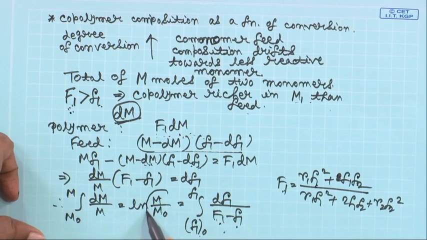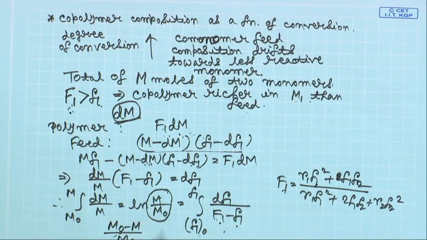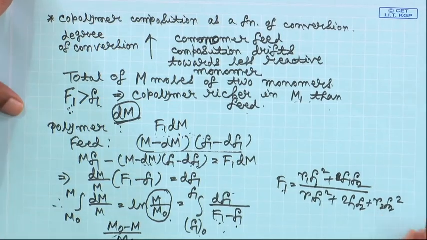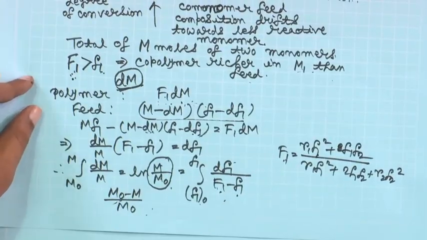And this m by m0 is related to conversion, because conversion is nothing but m0 minus m by m0. So, as a function of conversion we can find out from this particular equation the variation in both the comonomer feed composition as well as the variation in the copolymer composition. So, this then gives you the overall idea about what is the composition of the copolymer as a function of conversion.